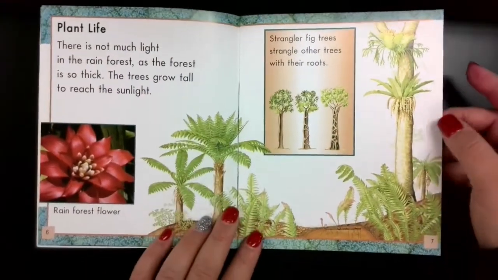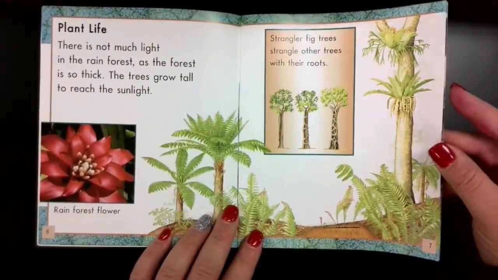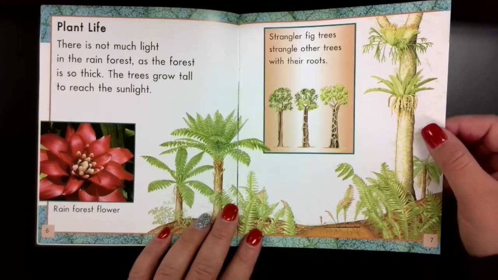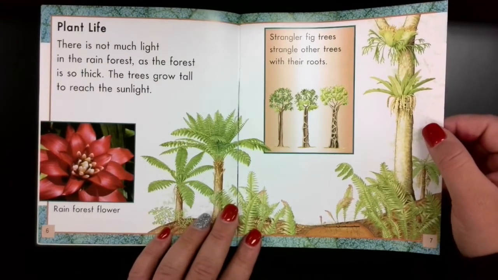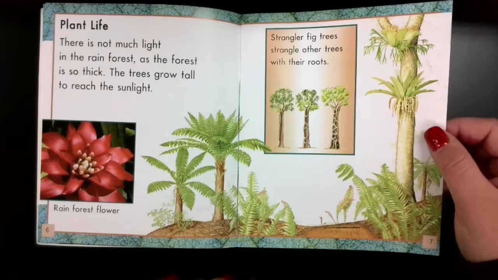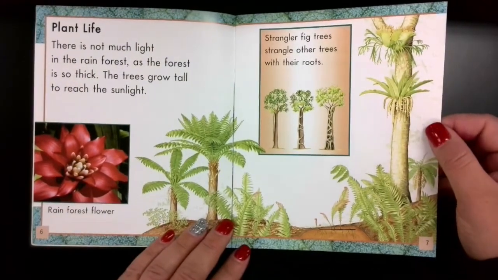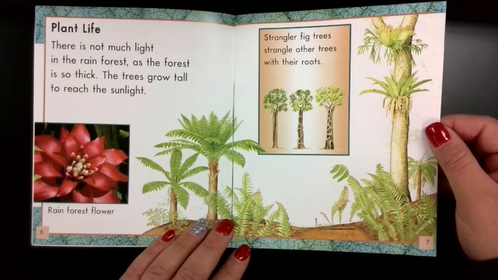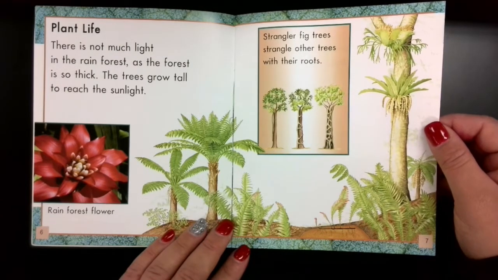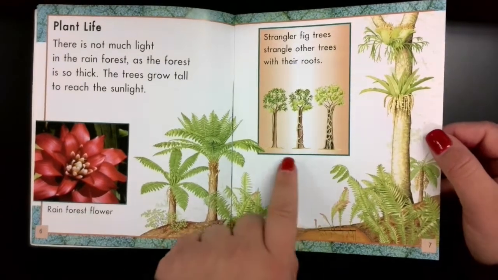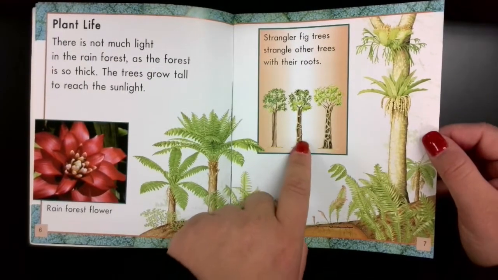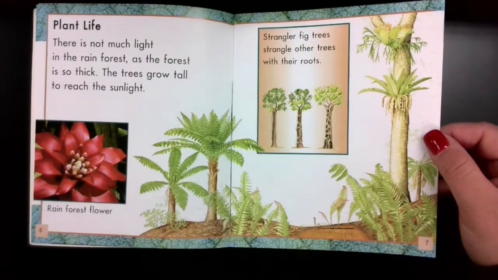Plant life. There is not much light in the rainforest, as the rainforest is so thick. The trees grow tall to reach the sunlight. Here's a picture of a rainforest flower. How beautiful is that? Strangler fig trees strangle other trees with their roots. You can see that it's growing right on top of the other tree.